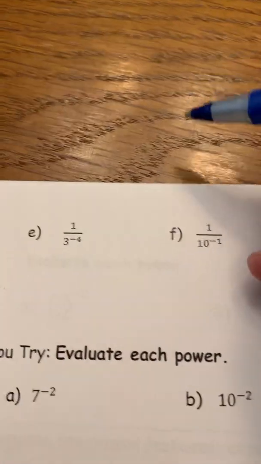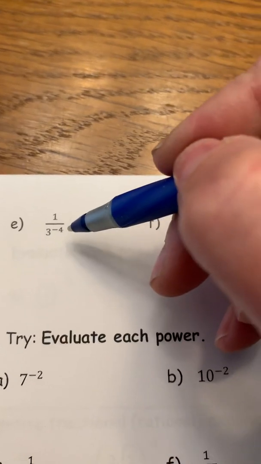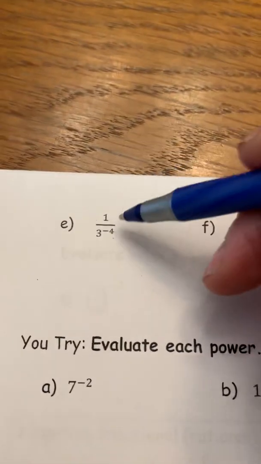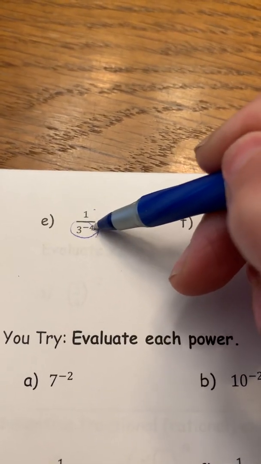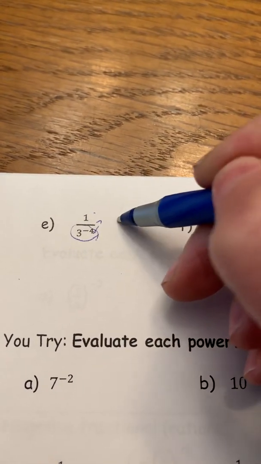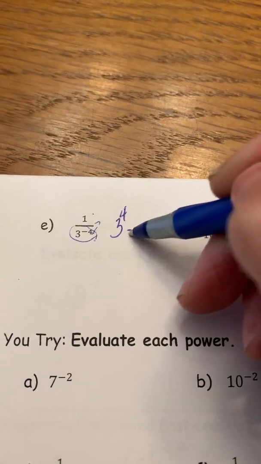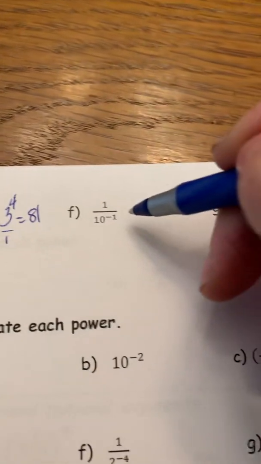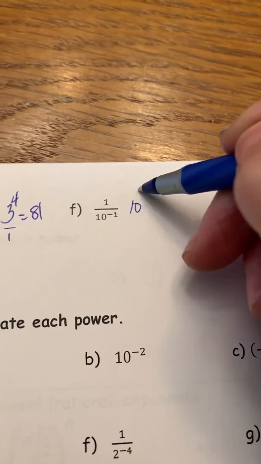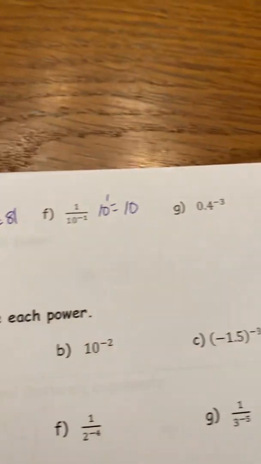And here we've got some more bases that have negative exponents. So remember we talked a little bit about numerator, denominator. So if this has got a negative exponent in the denominator, we can move it to its opposite location, and we get 3 to the power of 4, which is 81, because the 1 on the bottom isn't going to make a difference. Okay, we bring this to the top, we get 10 to the power of 1, 10.